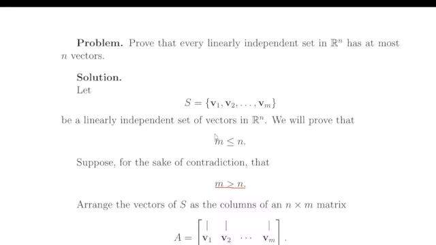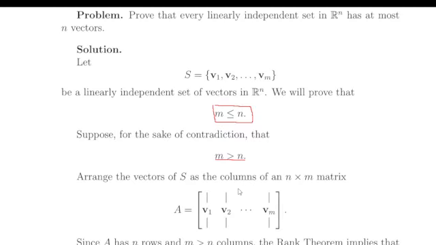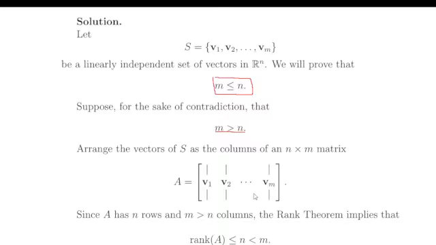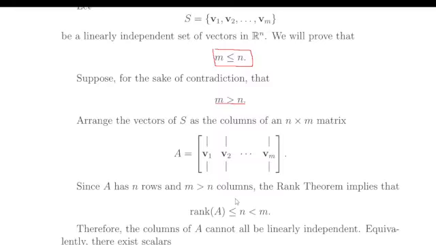So we want to prove that m is less than or equal to n, but we're going to do that by assuming the opposite is true. So let's assume m is greater than n. So that means we can put this in a matrix. The matrix is going to be n by m, so there are n rows and m columns.